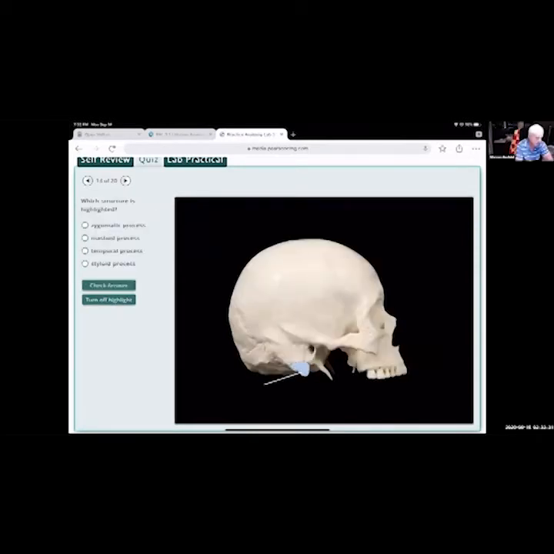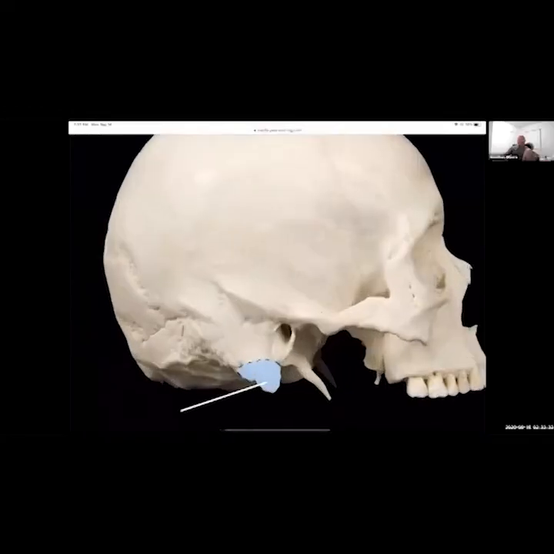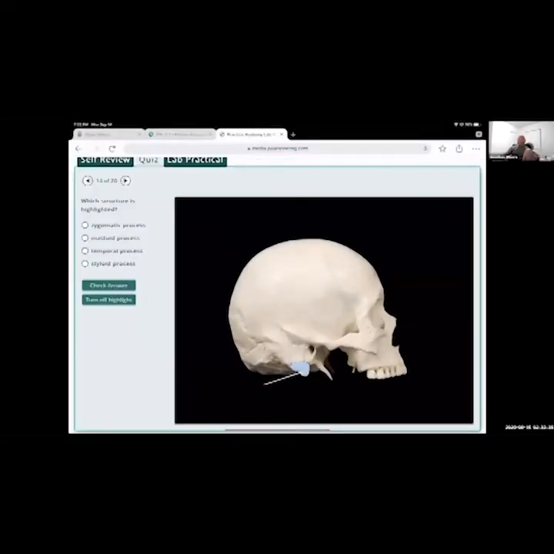Okay, which one's highlighted here? Mastoid process. And that's known for what's inside the mastoid process? Air sacs. Honeycomb appearance of the bones. It gives a skull, it's lightweight.